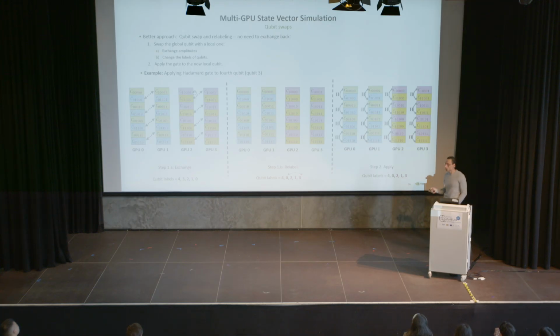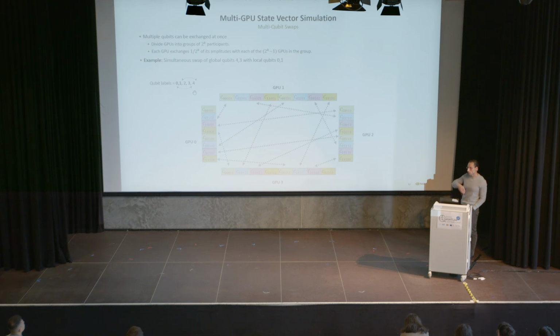And since qubit 3 is a local qubit, we can apply the gate kernel directly on each GPU locally without communication. If we later encounter another gate on qubit 3, no communication is required because qubit 3 is already local. Only when we encounter gates on one of the global qubits, which at this point became qubit 4 and 0, we need to swap them with one of the local qubits in order to be able to apply the gate to them. This same idea can be generalized to multi-qubit gates.